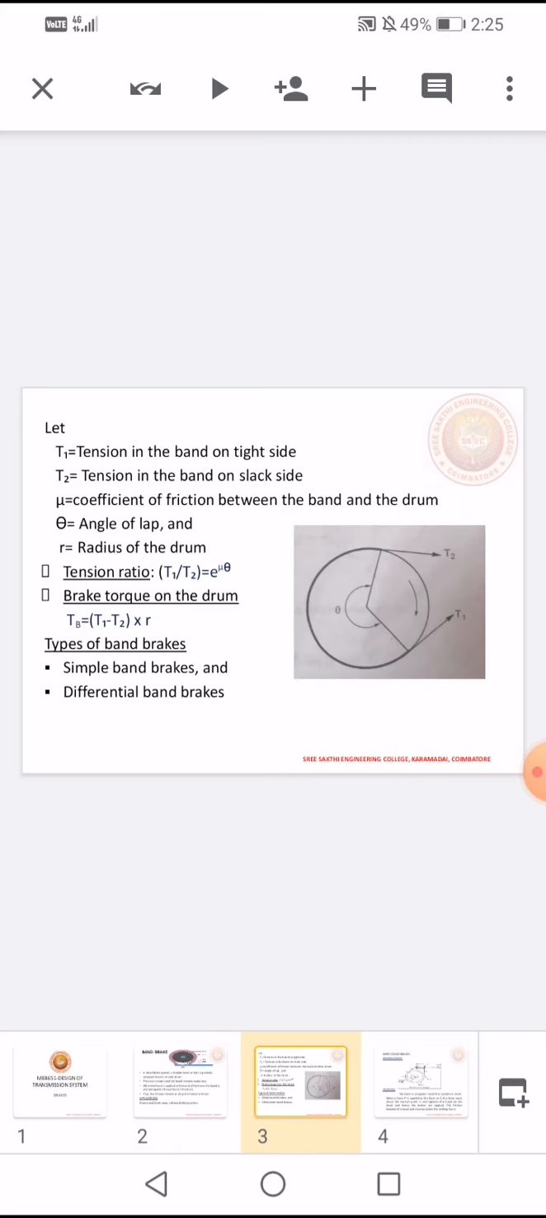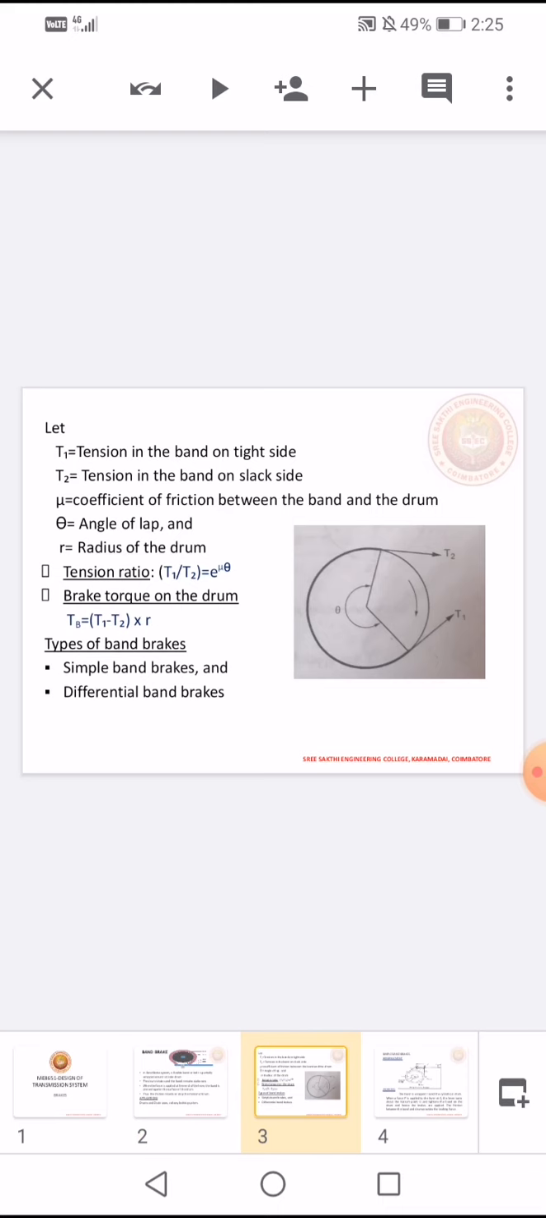Here, T1 is tension in the band on the tight side, T2 is tension in the band on the slack side. Mu is the coefficient of friction between band and drum. Theta is the angle of lap or angle of band wrapped around the drum. R is the radius of the drum.